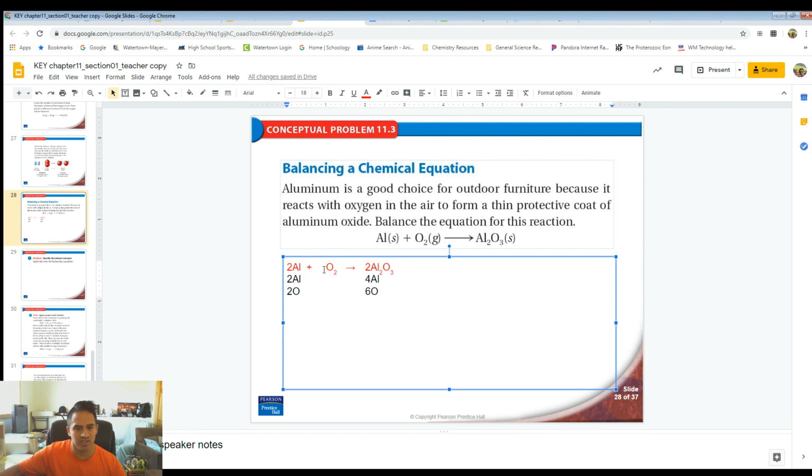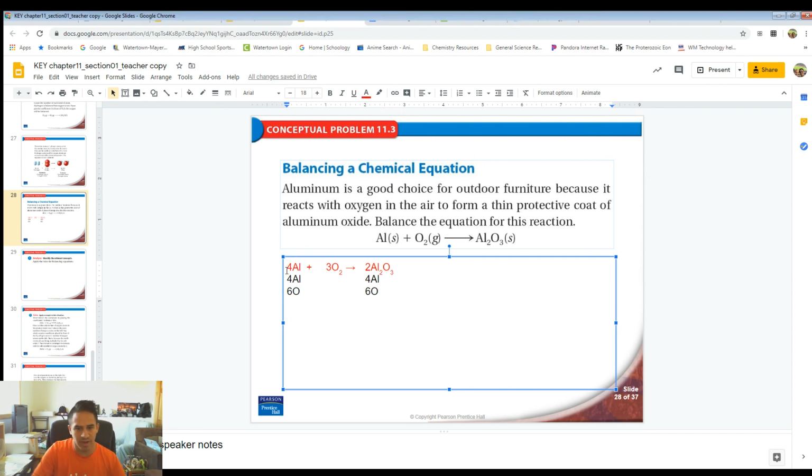So here we had 2 oxygens. We need to make it 6. Let's put a 3 there. That will then give us 6 oxygens. And so that balances the oxygens out. And then lastly, we've got to balance the aluminums. So here we have 4. So let's change this 2 to being a 4, which will then give us 4 aluminums like that. And then everything is balanced out.